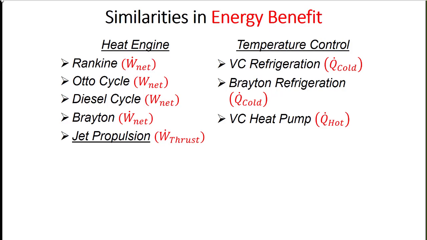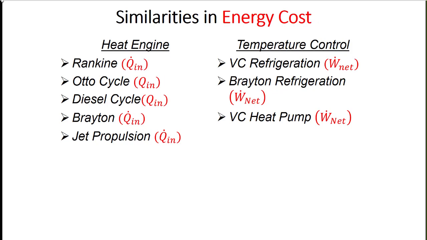So for temperature control, the energy benefit, if it's refrigeration, is that we're trying to remove heat from the cold side reservoir. And if it's a heat pump, we're trying to add heat to the hot side reservoir. So those are the energy benefits. The energy cost for all of my heat engines is that we have to put heat in. So often we're burning fossil fuels to generate heat.